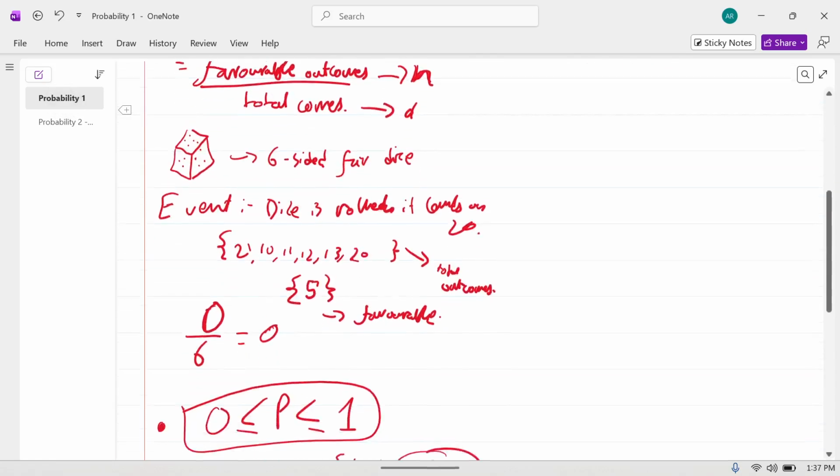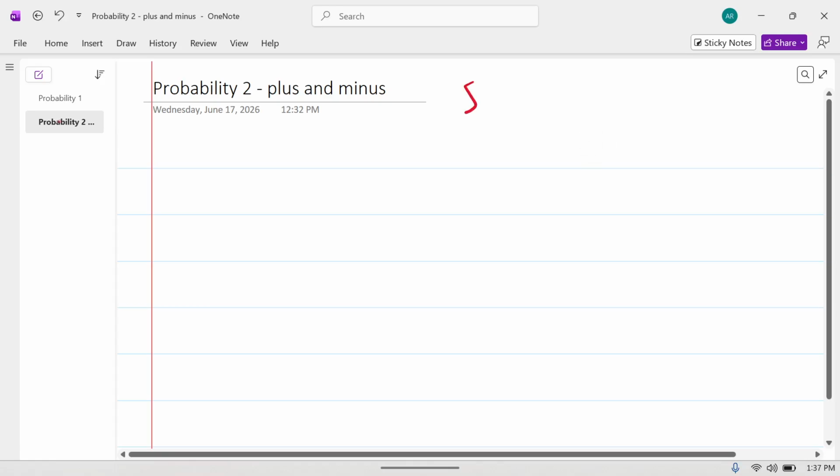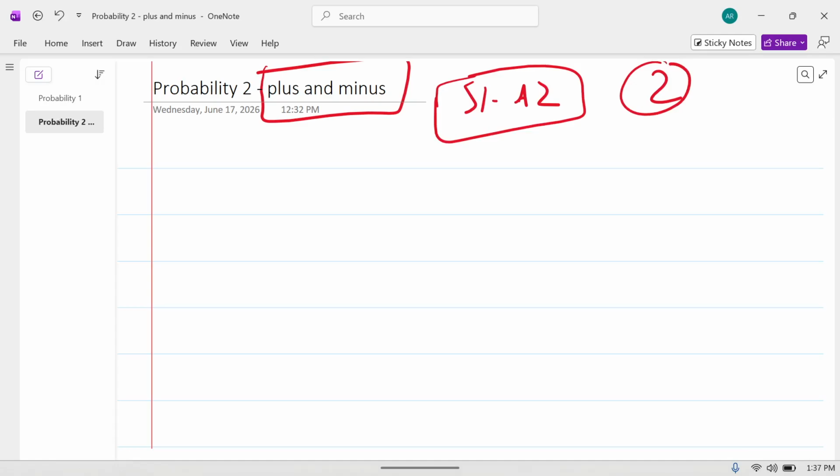So in the last lesson we learned this stuff, right? Obviously I'm not going to repeat any of that. Now again S1, A2, just the basic things that we normally write. And today we are going to be taking a look at when do you plus and minus probabilities, right? And that's going to be the second part in our series.